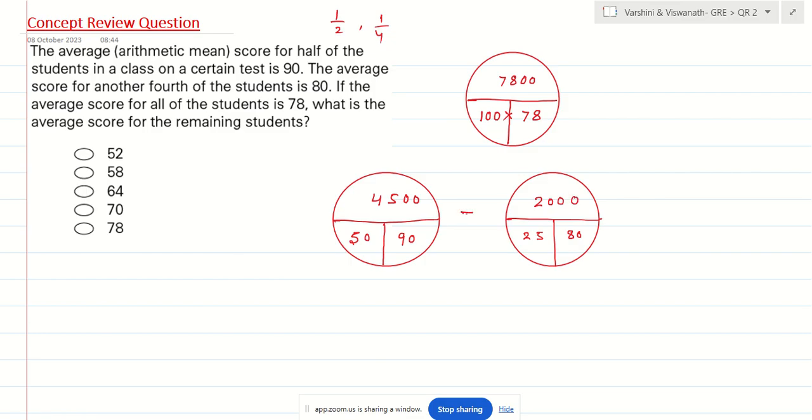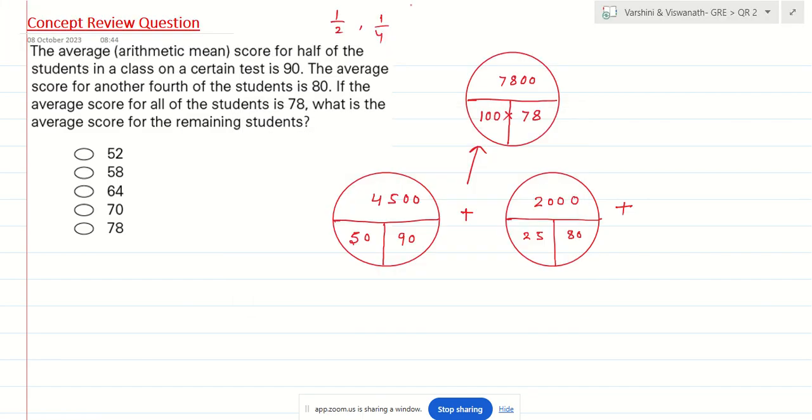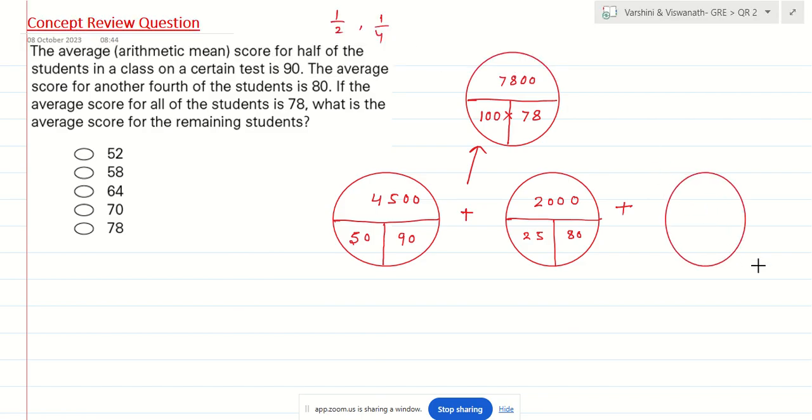Now this is all together. This is equal, right? So again, we have one more remaining. What is remaining here? I'm sorry, remaining is 25. Remaining we have 25. But remember, what is the summation here? 4,500 plus 2,000. How much?